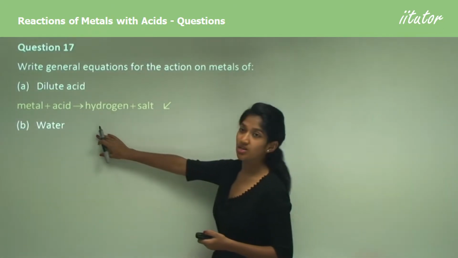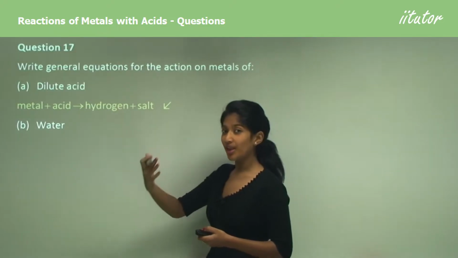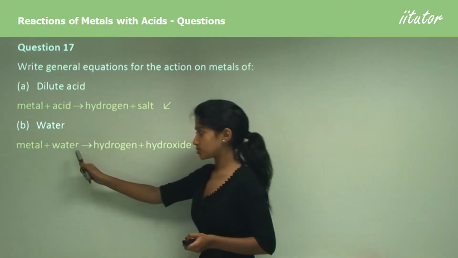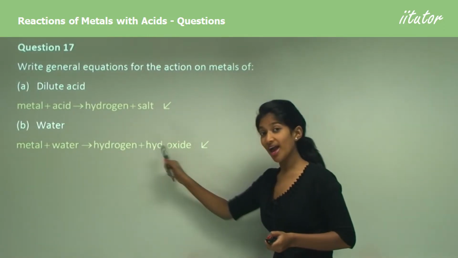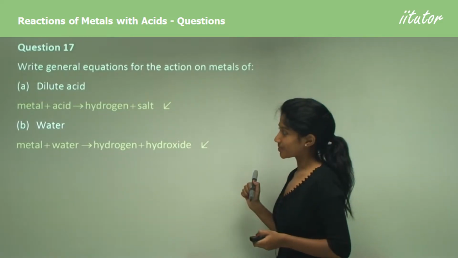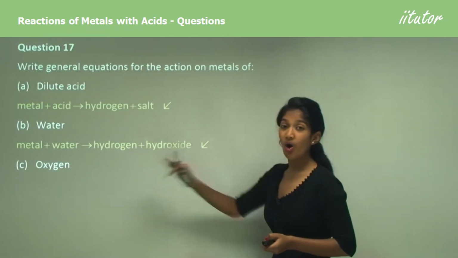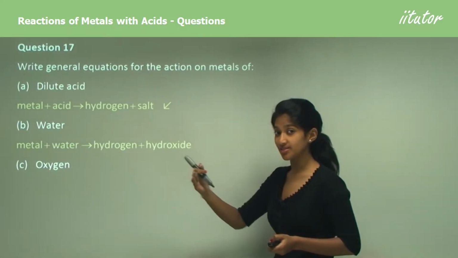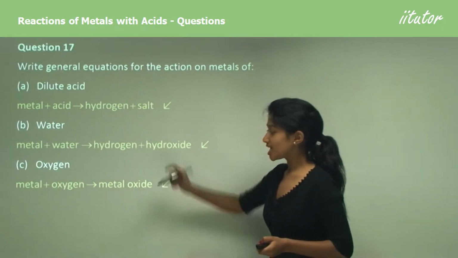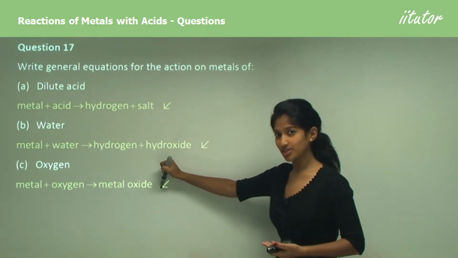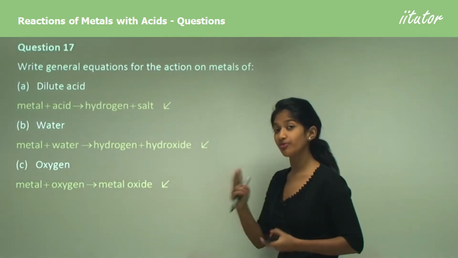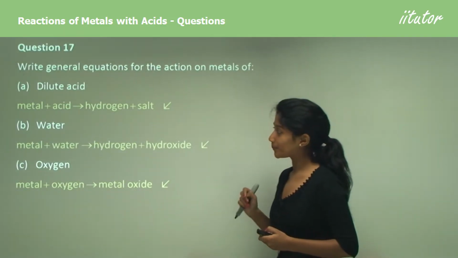The second is water. Now this is from last lesson, so you have to flip back your memory. When metal reacts with water, it would form hydrogen and a hydroxide. So it will be a metal hydroxide. And the third one is with oxygen. Now oxygen was two lessons back, if you remember. So when a metal reacts with oxygen, it would just form a metal oxide. Now this is also known as a synthesis reaction because it's from two to one.